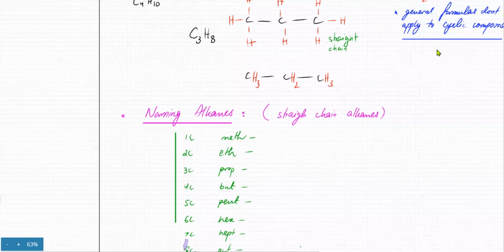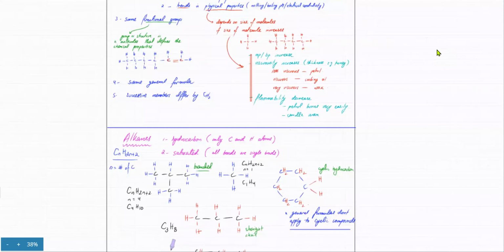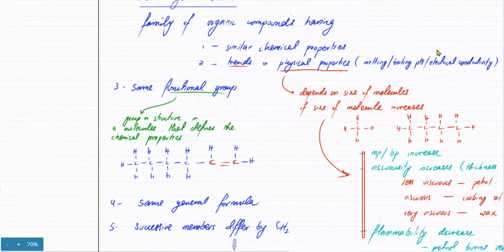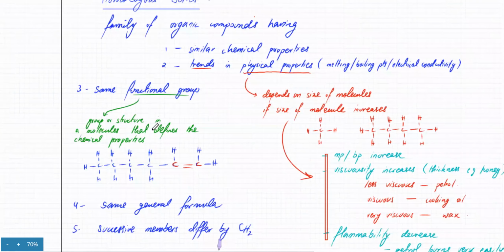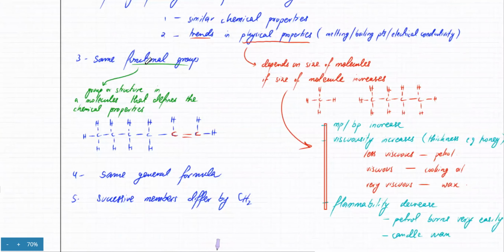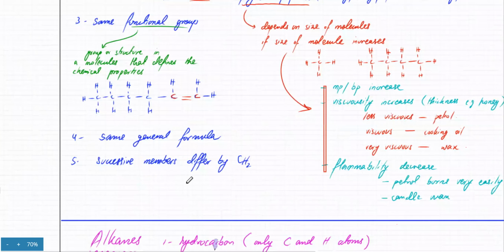So we were talking about structures of homologous series. Quick recap: a homologous series is a family of organic compounds having certain common properties, like similar chemical reactions. They show trends in physical properties. They have the same functional group, which is basically the presence of a particular structure in the molecule that determines the chemical properties of the molecule. They have the same general formula, and successive members differ by CH2.